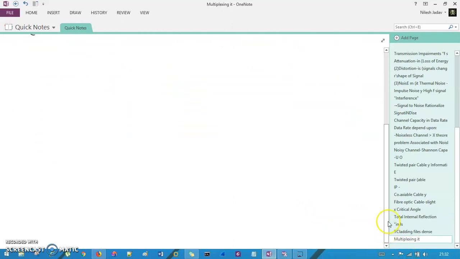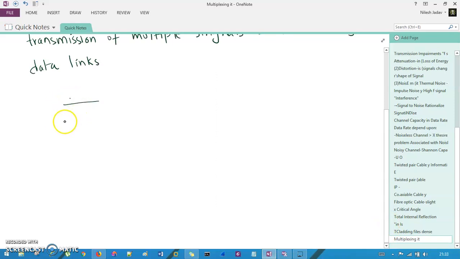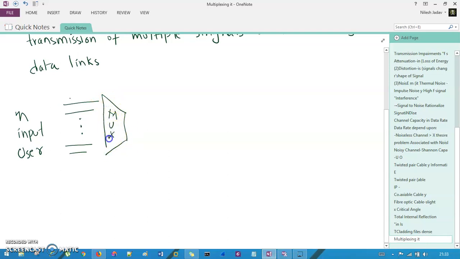So the diagram looks exactly like this. Here I have n input signals, or n input stations, or n input users, and these are going to link up with a device known as MUX. This is your multiplexer. And this is the one single data link, this is the one channel.